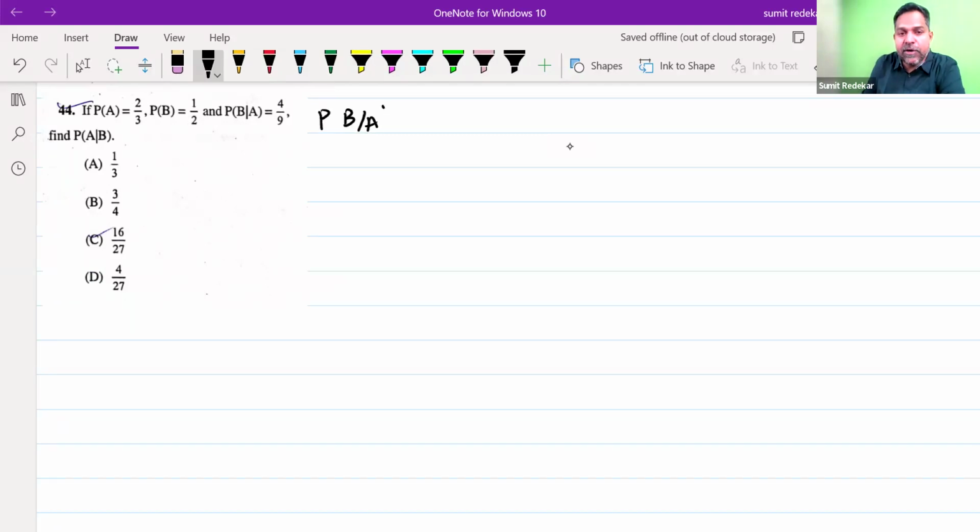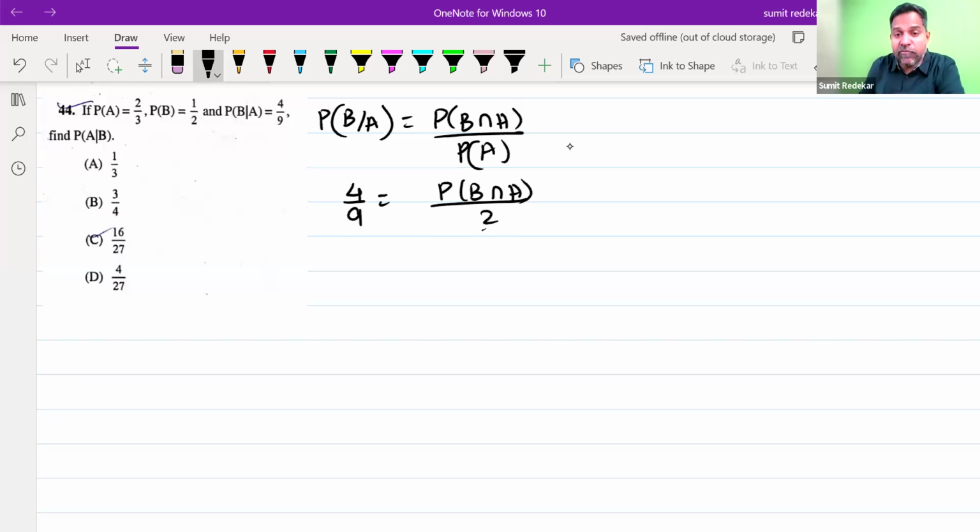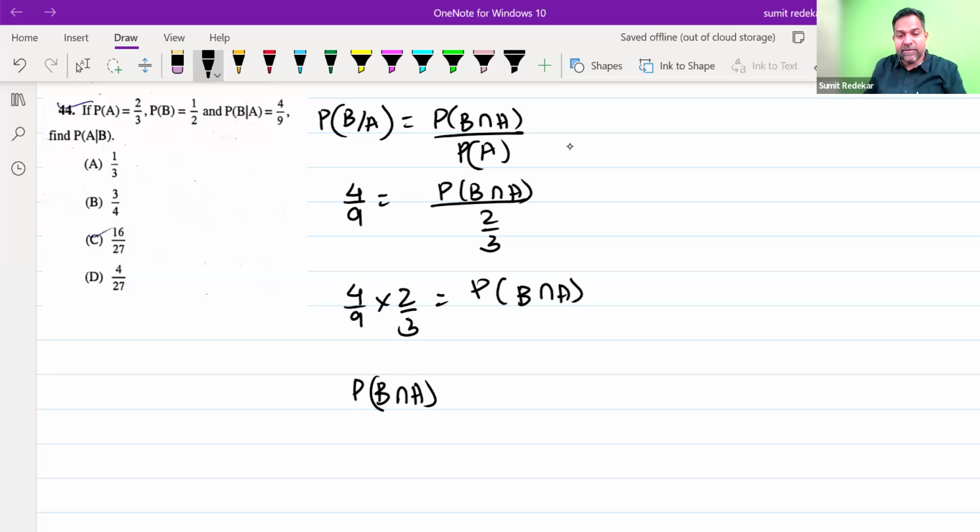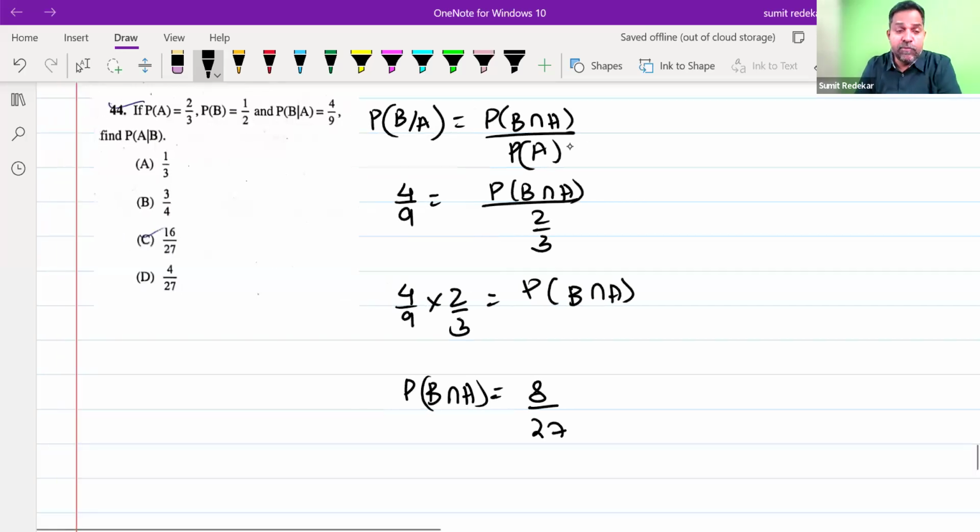Probability of B knowing A is nothing else but probability of B intersection A divided by the probability of A. B knowing A is 4 by 9. Probability of B intersection A, I don't know. Probability of A is 2 by 3. The value will come from cross multiplying. 4 by 9 into 2 by 3 is the probability of B intersection A, or the probability of B intersection A is 8 by 27. We move on to the next.